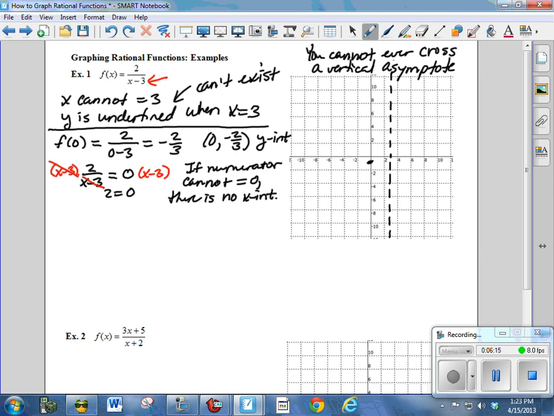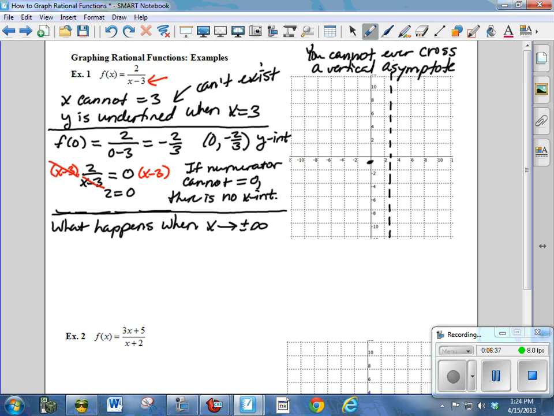Okay, so we don't have an x-intercept. All right, what else do we want to look at here? We've looked at x and y intercepts. We've got a vertical asymptote. The other thing we want to look at is what happens when x goes to infinity. What happens when x gets really, really big?